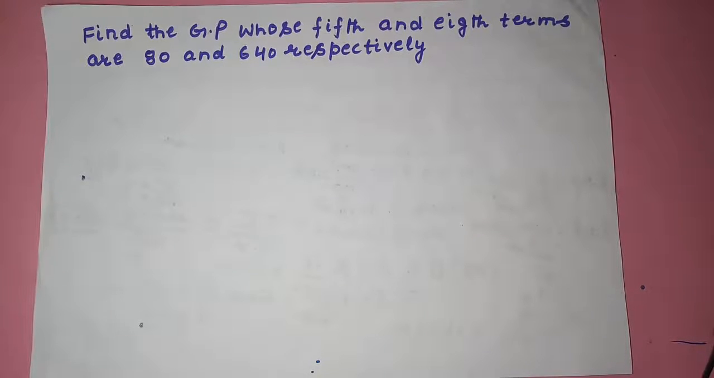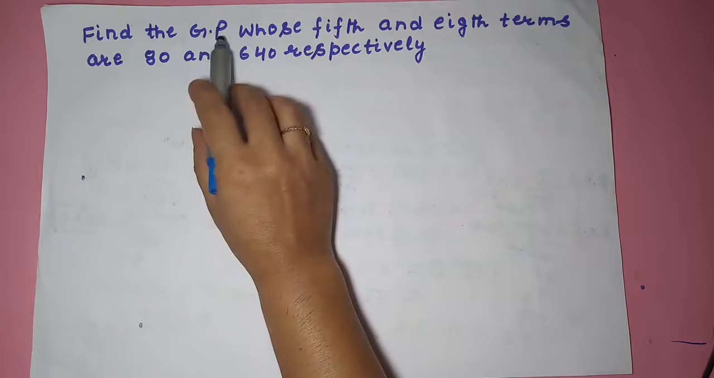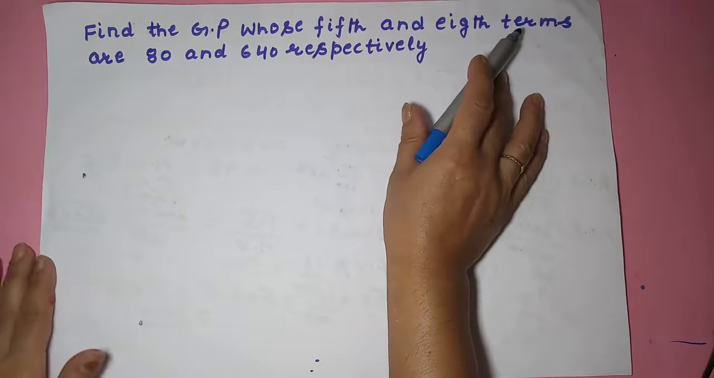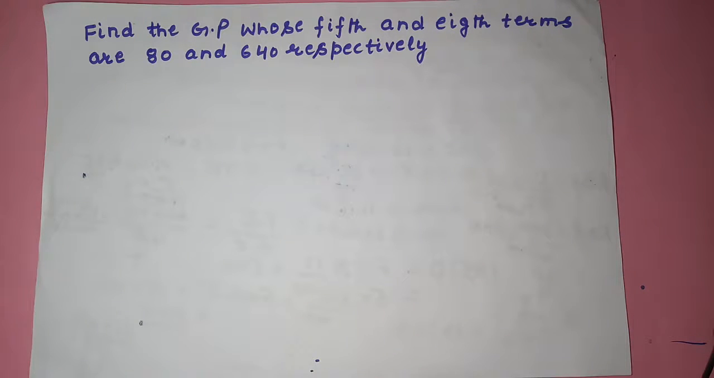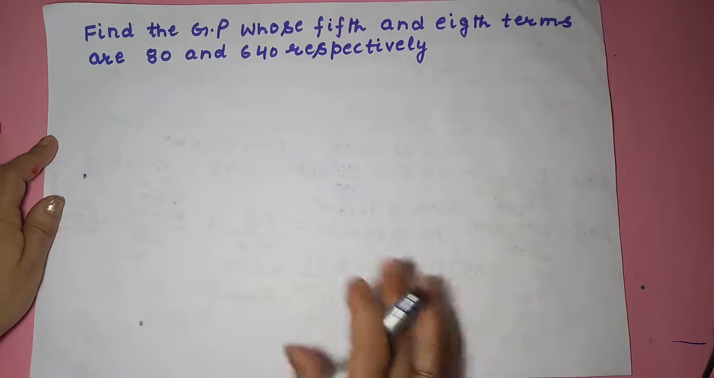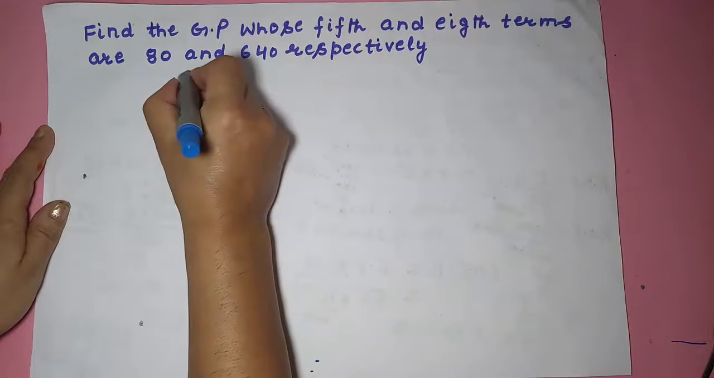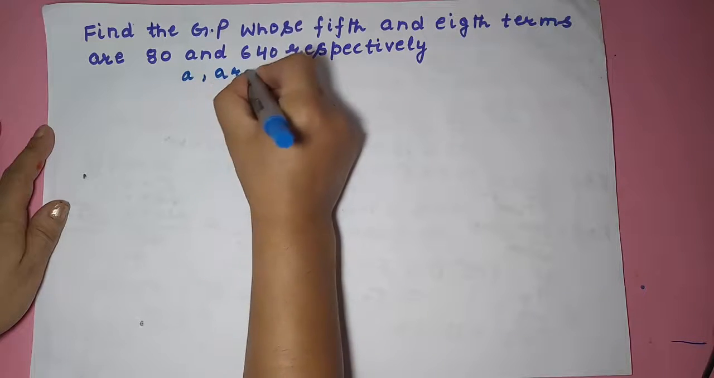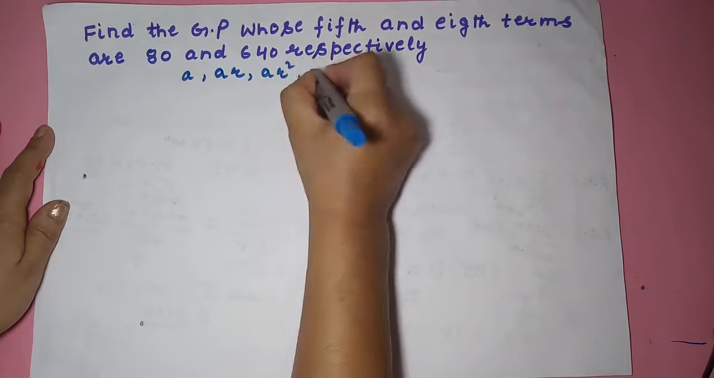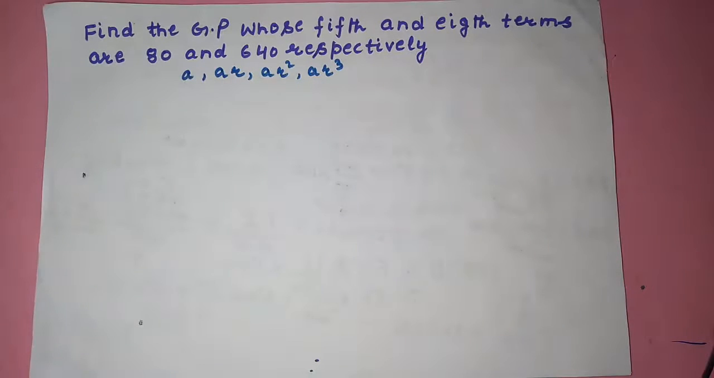In this video, we will learn how to find the GP series using the data given in the question. Find the GP whose 5th and 8th terms are 80 and 640 respectively. In order to frame a GP, the common ratio should be the same. So you can have the GP series as A, AR, AR square, AR cube. This can be the GP series.